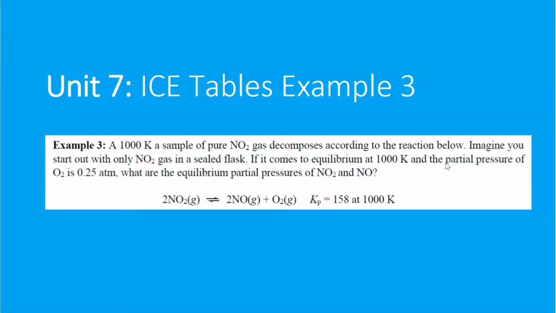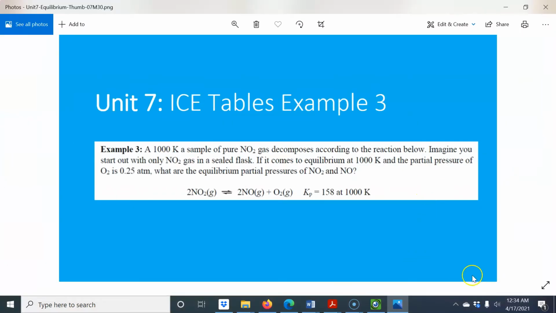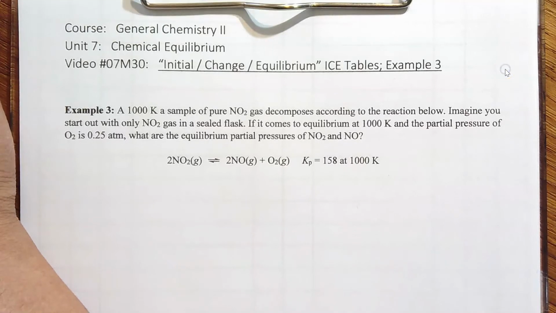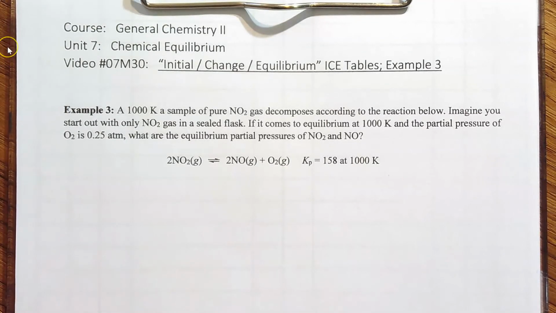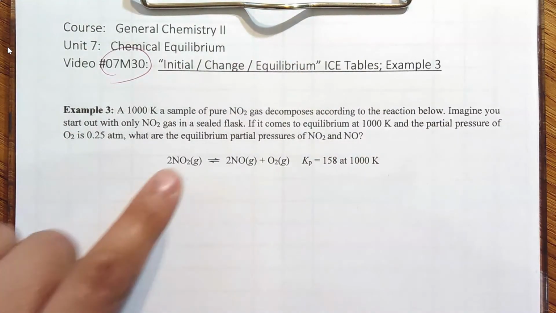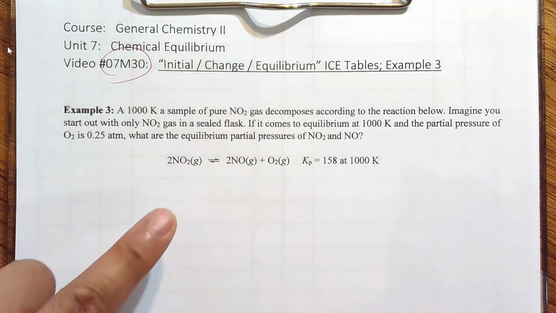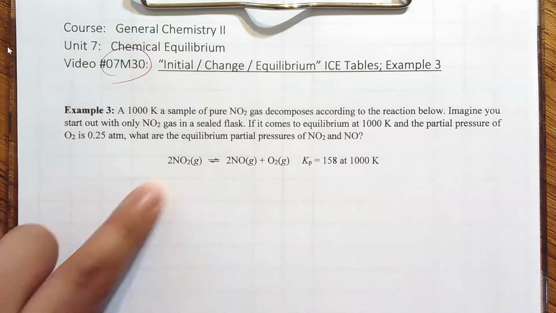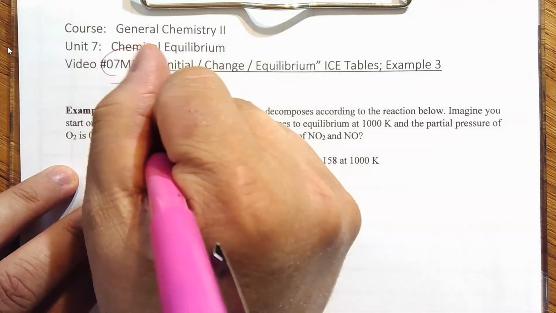Alright, we've done 2 ice table examples so far. Let's see if this third one brings anything new to the table. We have a sample of gas. It looks like it's the only reactant, and it decomposes according to the reaction below. We're only going to start out with the NO2 gas.